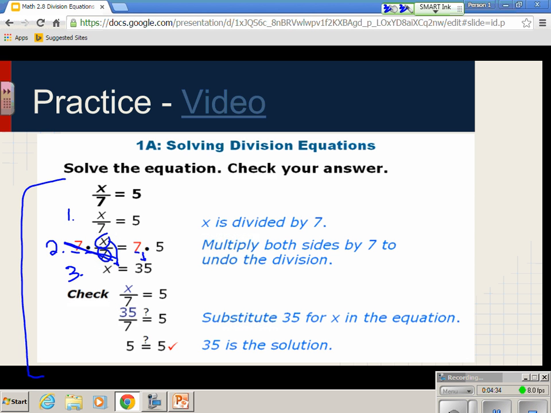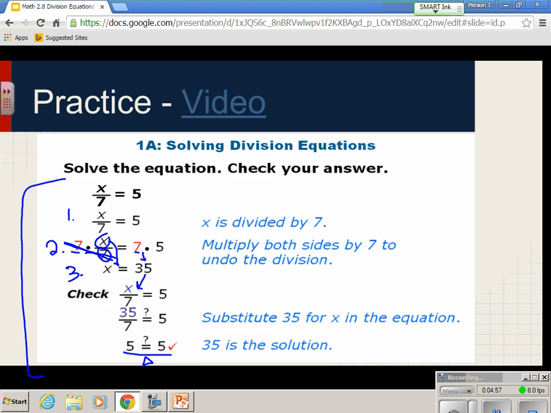So remember, we can check our work simply by putting 35 back into x on the original equation we were looking at. How many times does 7 go into 35? It goes in 5 times. So when we check, we find out that we are balanced. Both sides equal 5, so 5 is the correct answer.